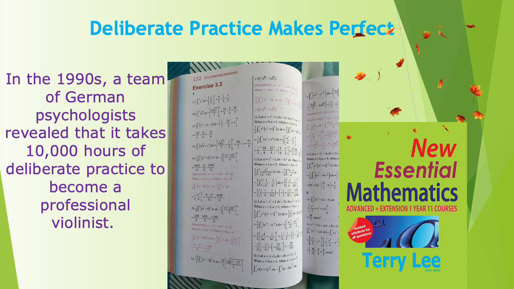Before we study the example in Terry Lee's mathematics textbook, a fact is to be reviewed. In the 1990s, a team of German psychologists revealed that it takes 10,000 hours of deliberate practice to become a professional violinist. When I open Terry Lee's Year 11 textbook, I can see the clear solution and the alternative method to each question.